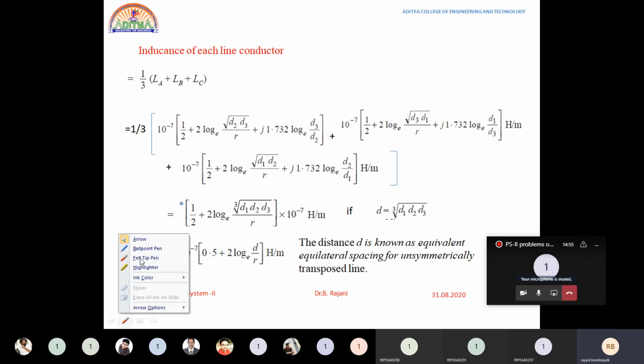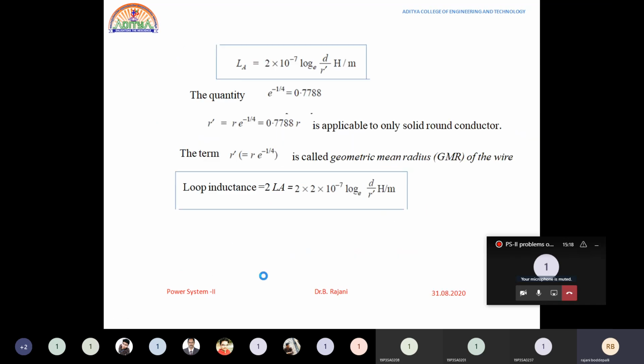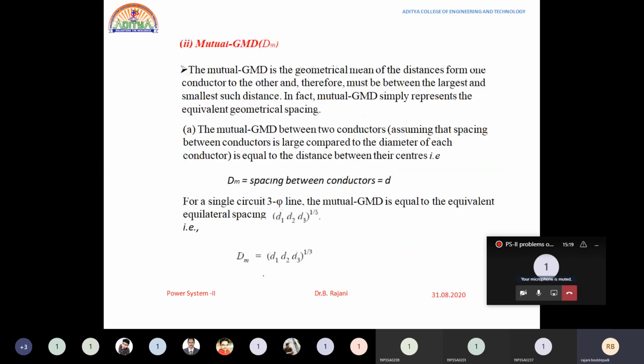This would be the formula for each line of the conductor. If we substitute the values in this formula, we will get the inductance of each line of a conductor. So LA is equal to 10 to the power of minus 7 into (0.5 plus 2 log e D by R) Henry per meter.